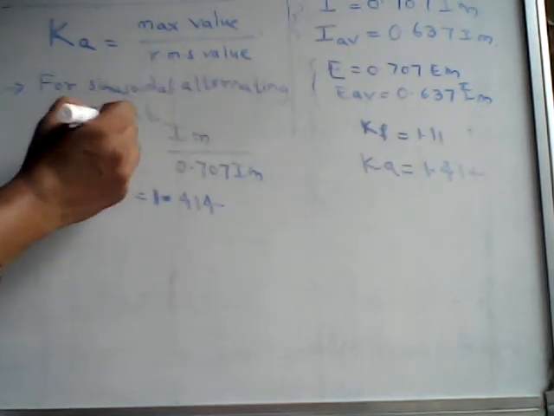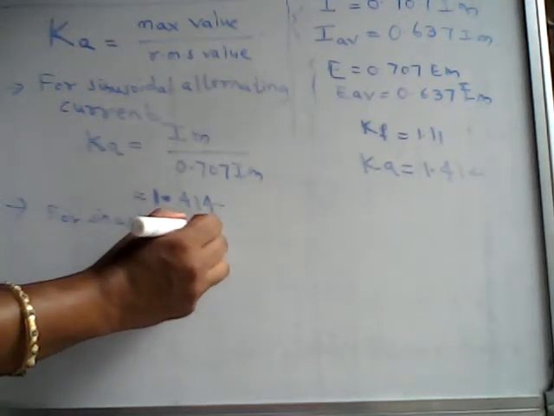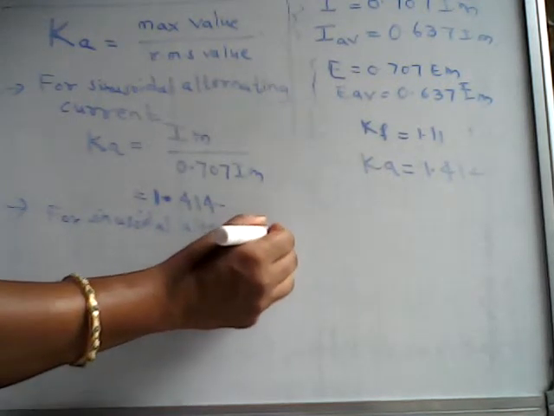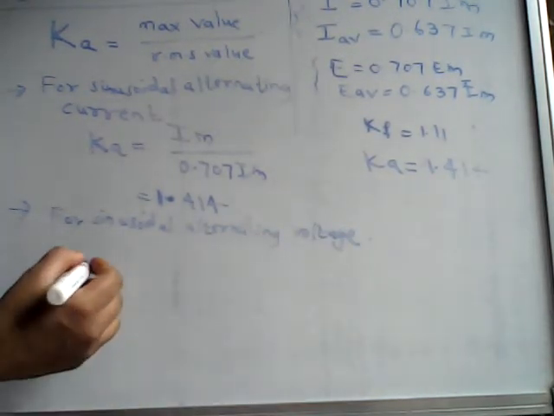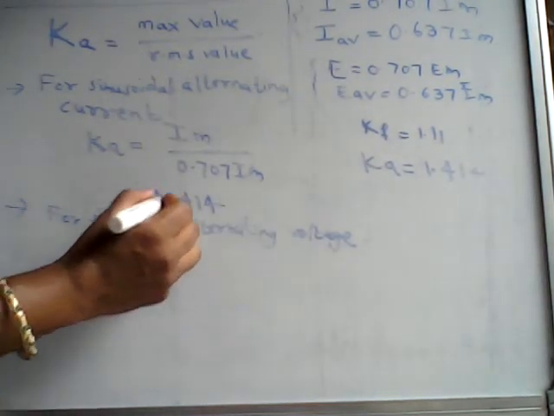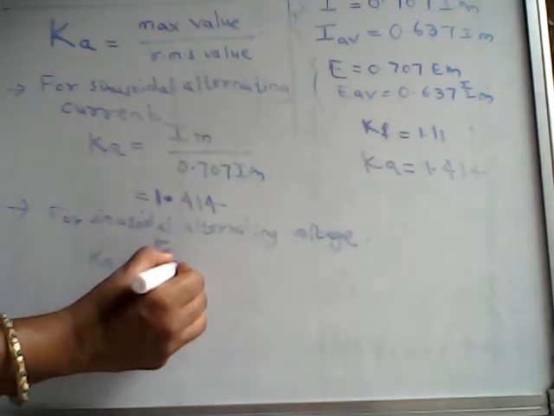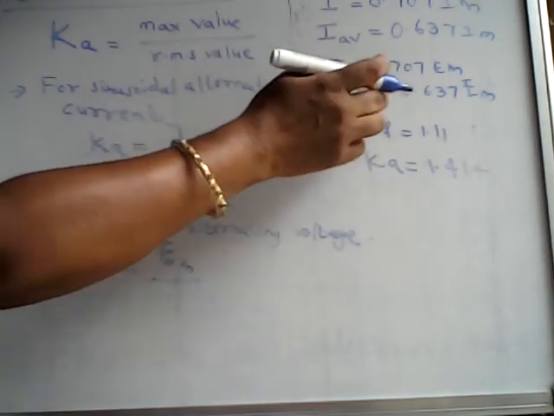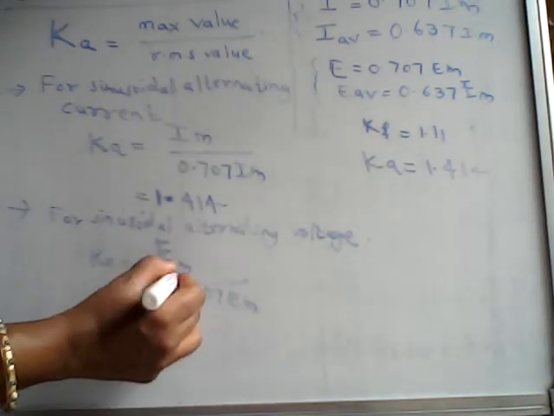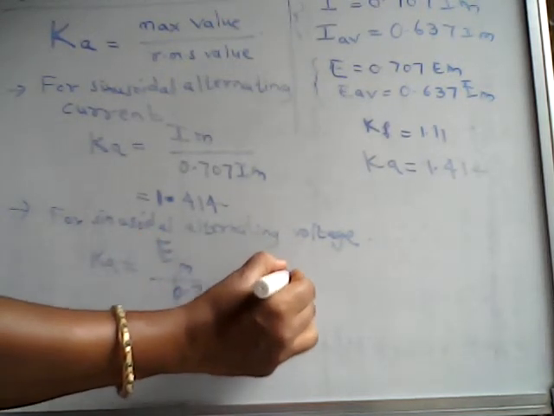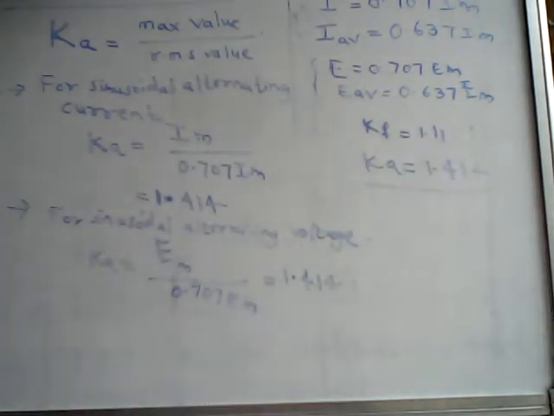Similarly, we can find for voltage. For sinusoidal alternating voltage, Ka is given by the maximum value. Maximum value is given by Em. Maximum voltage is always denoted by Em divided by the r.m.s value. R.m.s value is given by 0.707 Em. This Em will cancel, and its value will again be 1.414 only. So this is fixed for both current as well as for voltage.